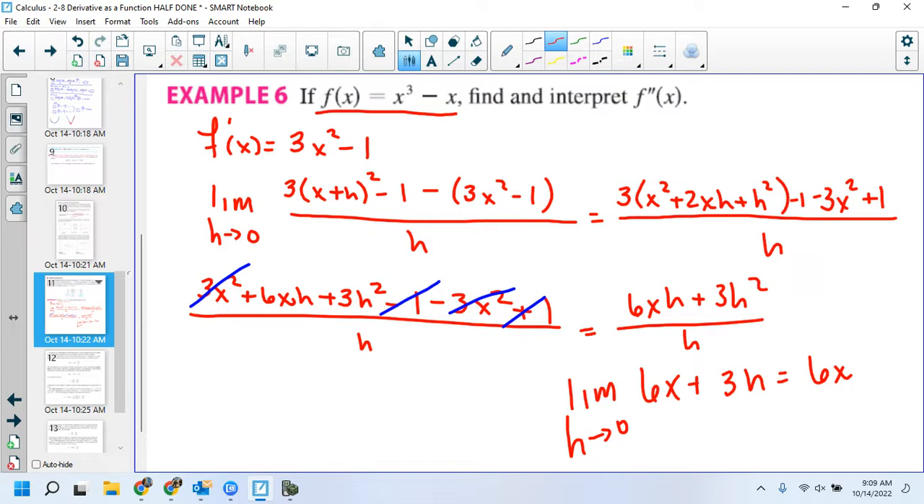We're just talking about second derivative. So I know f double prime of x is 6x. And again, we'll study the implications of how that relates to the graph, how that relates to velocities and stuff like that.